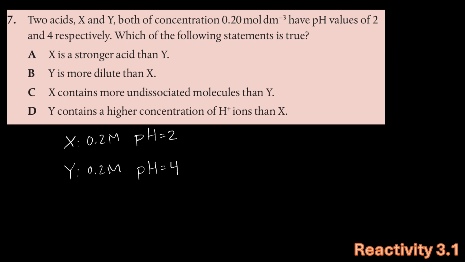Now, they are the exact same concentration, which means they have the same moles of acid per unit volume. So, B cannot be correct because it's saying Y is more dilute. Well, it can't be more dilute if it's the same concentration. C says X contains more undissociated molecules than Y. Well, X has a lower pH, which means X is a stronger acid, right? So if you have a stronger acid, that means it's going to have a higher dissociation.